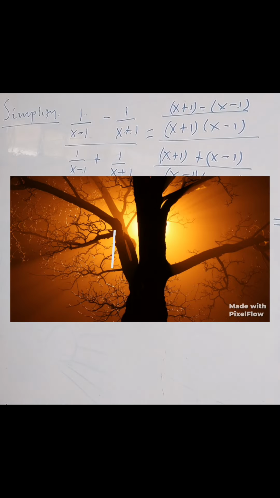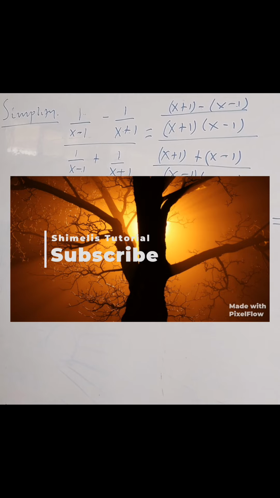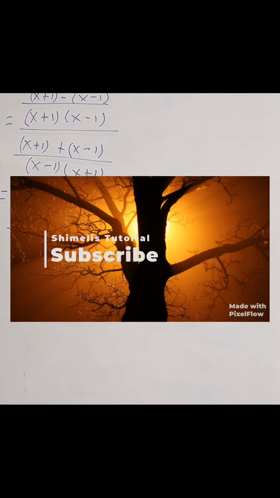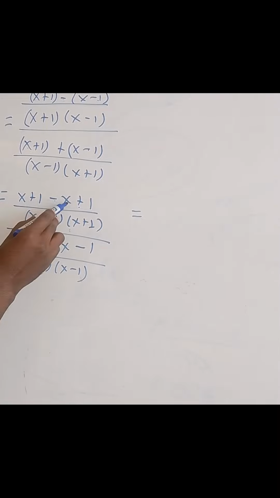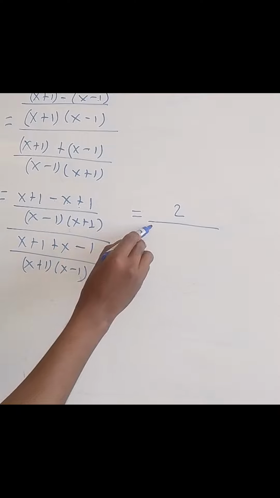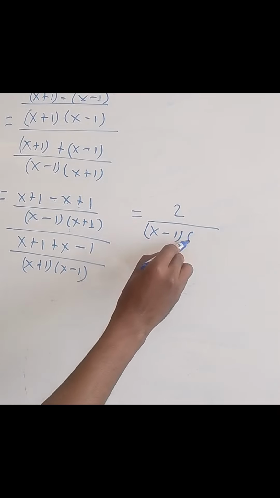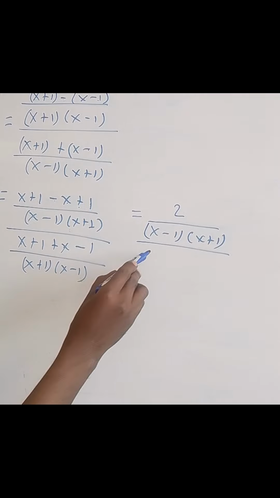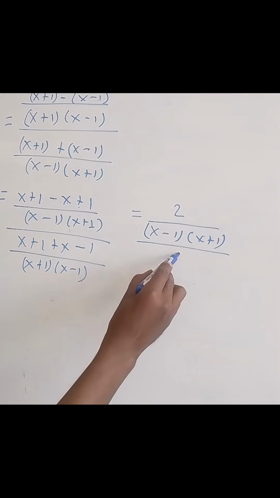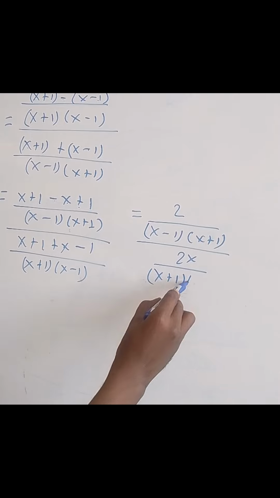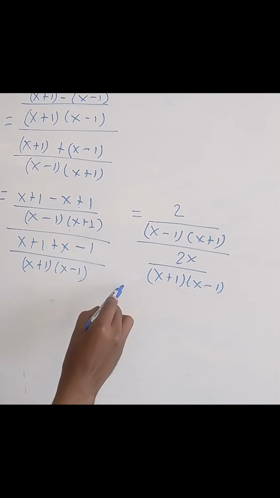The LCM. So x plus 1 minus x: x plus minus x is 0, minus 1 plus 1 is 2, over x minus 1 into x plus 1. Here x plus x is 2x, and 1 plus minus 1 is 0, so we have 2x over x plus 1 into x minus 1.